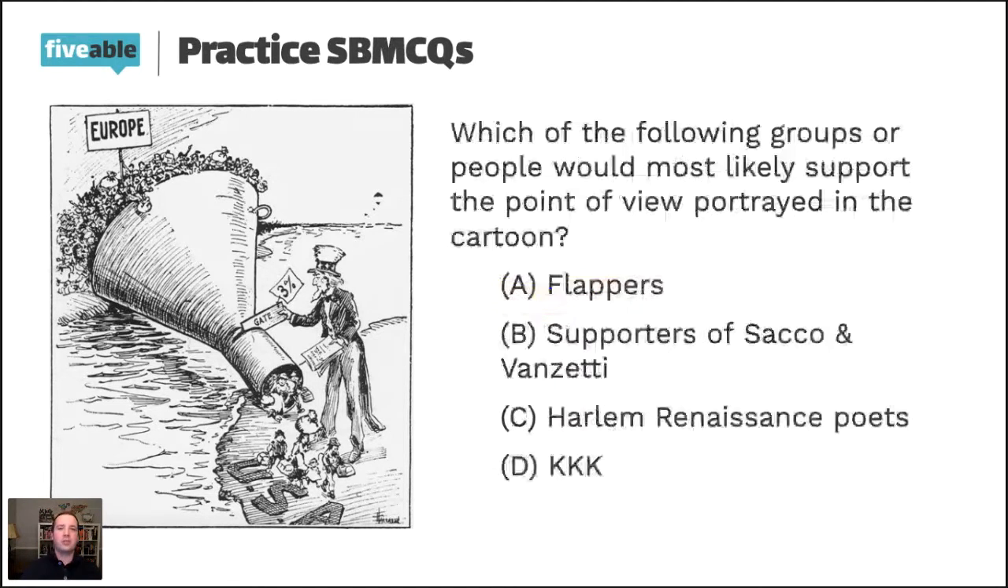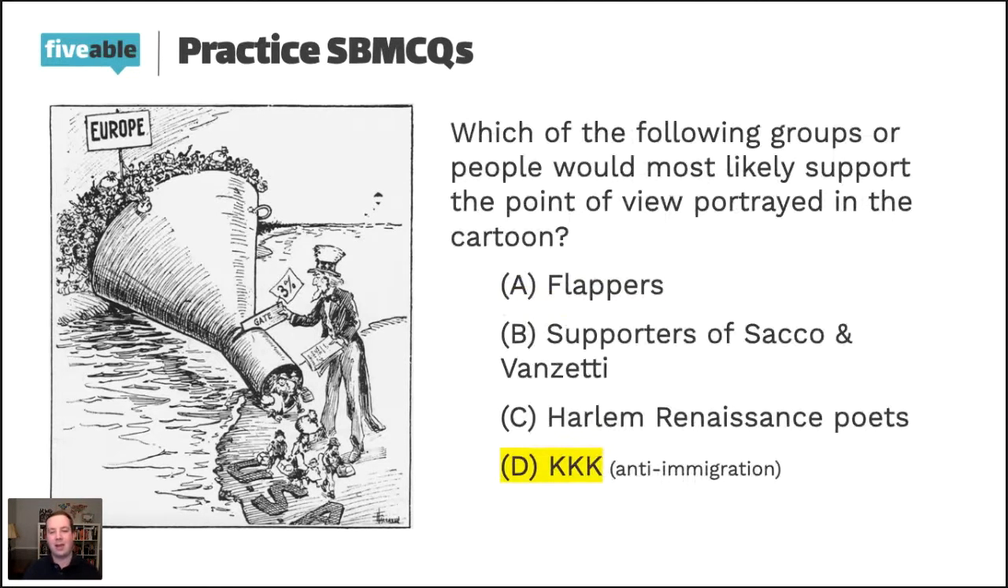One more. Which of the following groups or people would most likely support the point of view portrayed in the cartoon? We kind of gave this away a little bit because we talked about what the point of view of the cartoonist already is. So who else would be most likely to oppose? Yes, nice job. Who else would be most likely to oppose immigration? It's going to be D, the KKK.